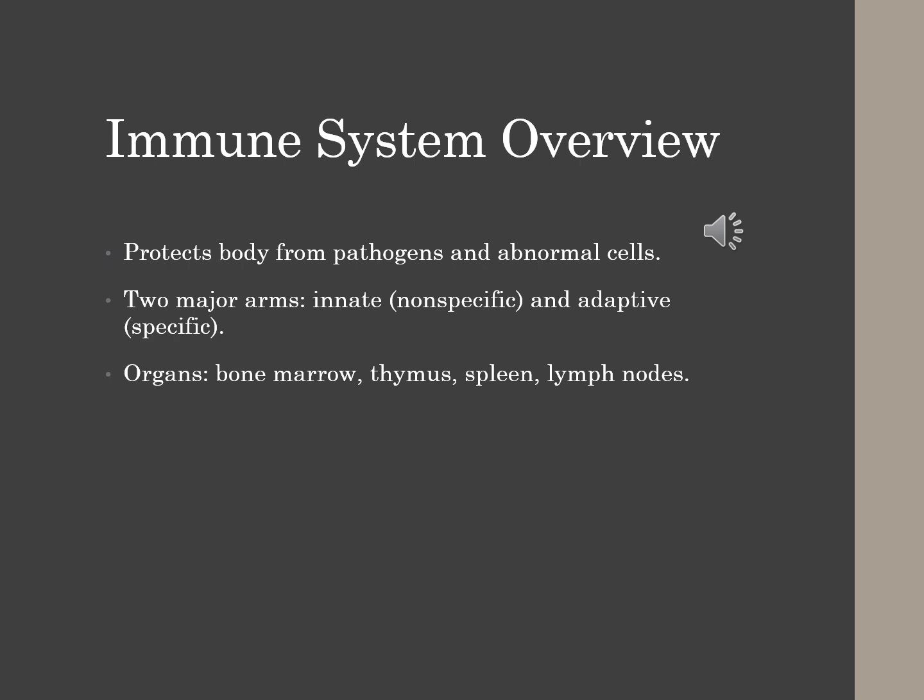So going back to A&P, you should have a basic understanding of our immune system, but overall the immune system helps to protect our body from outside pathogens like bacteria, viruses, and abnormal cells. It includes innate or non-specific and adaptive or specific responses, and organs like the bone marrow, the thymus, which we talked about in endocrine, the spleen, and the lymph nodes.